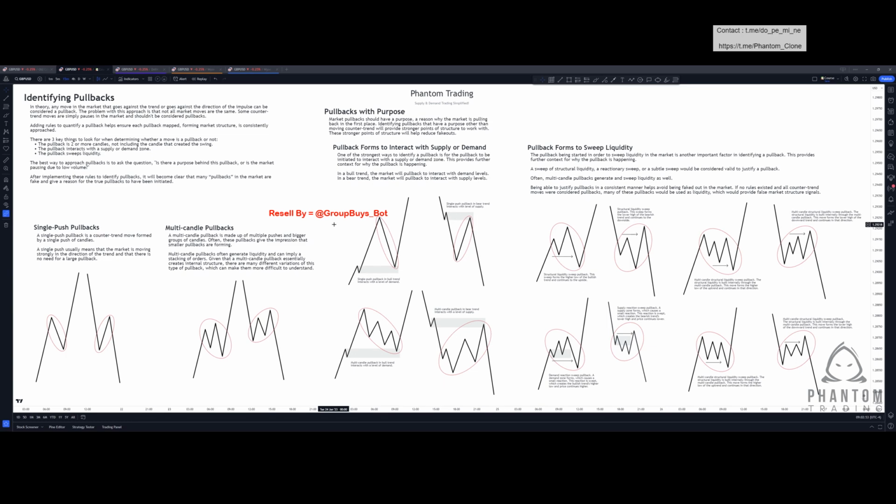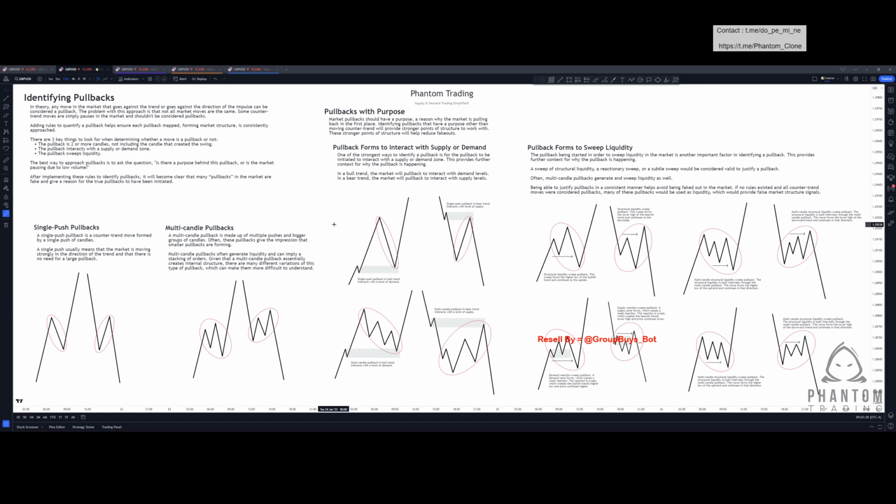There are three things to look for when determining whether a move is a pullback or not. The pullback is 2 or more candles, not including the candle that created that market swing point. The pullback interacts with a supply or demand zone, depending on if we are bearish or bullish, and the pullback sweeps liquidity. The best way to approach a pullback is to simply ask yourself the question, is there a purpose behind this pullback, or is the market pausing due to low volume or just the overall time of day?